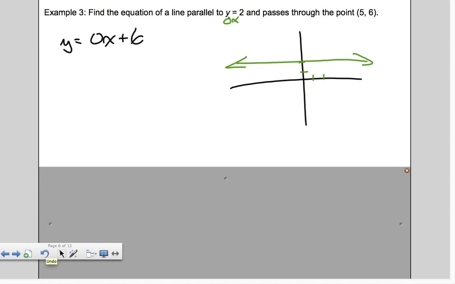Let's just plot out where 5, 6 would be. 5, 6 would be somewhere up here. So we want a line that's parallel to that. What's your y value? Wouldn't it be 5? Wouldn't it be 6 though? Yeah, our y value is 6, so that's why it's y is equal to 6. Because the line y is equal to 6 is going to run right across where y is equal to 6. That's a little easier.